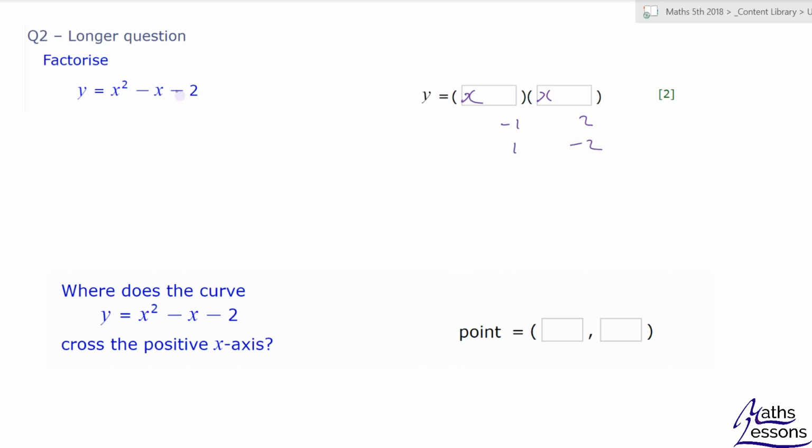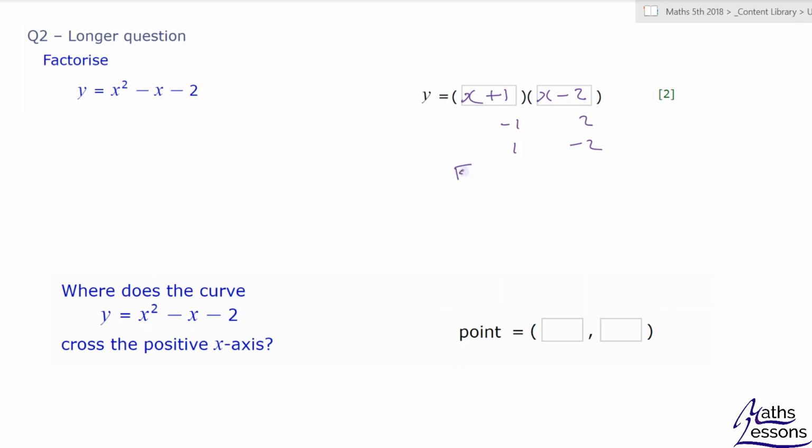Is there anything else it could be? 2 times together gives minus 1, so no, there isn't. So we change these numbers around. We want a minus x, so we need the minus 2 to be bigger. We put x plus 1, x minus 2.